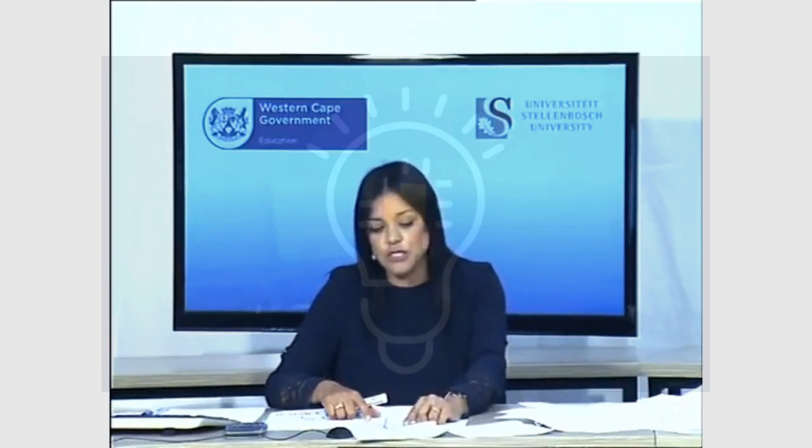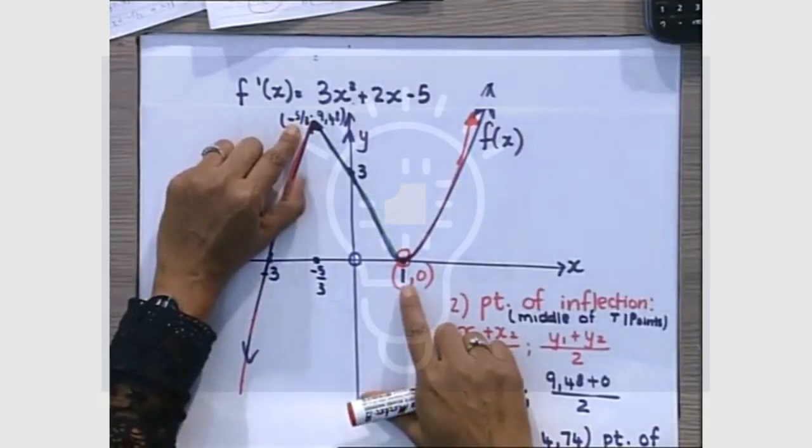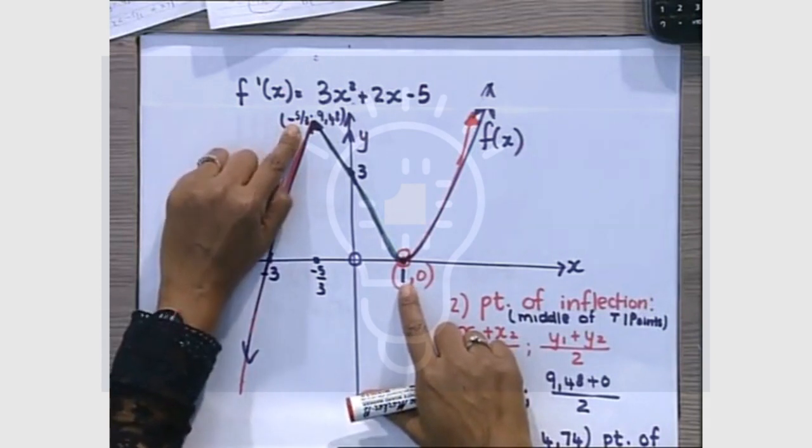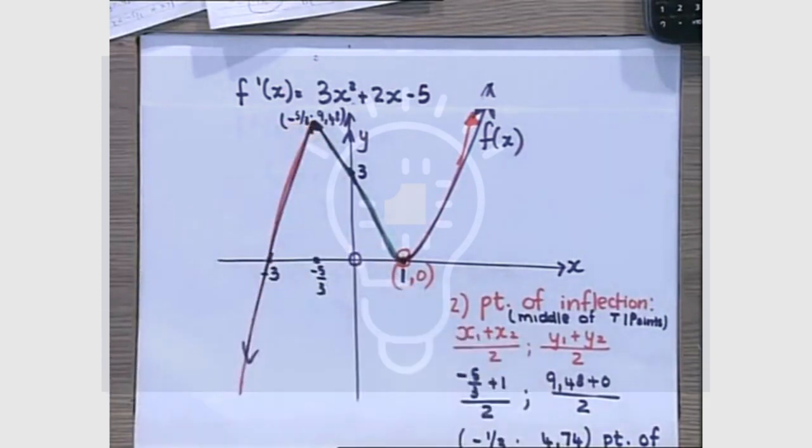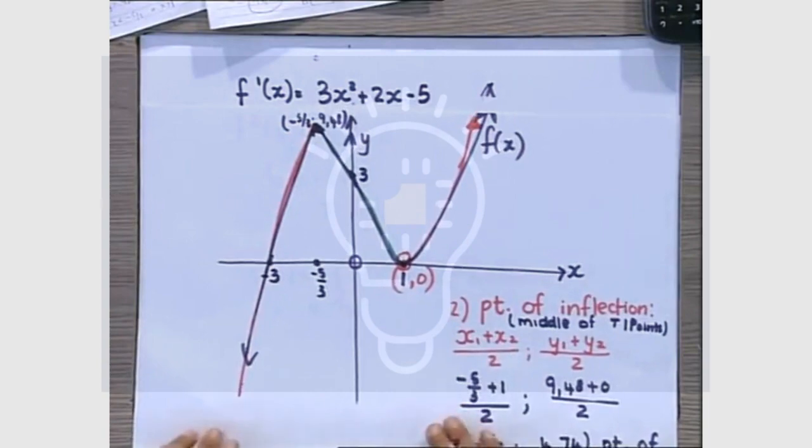So what would it be if I asked for which values of x will it decrease? It will decrease between minus 5/3 and 1. Can everybody see that? It decreases between minus 5/3 and 1.